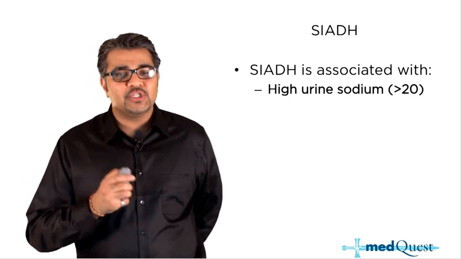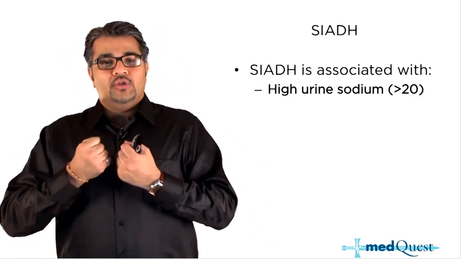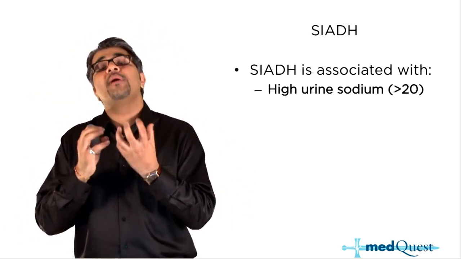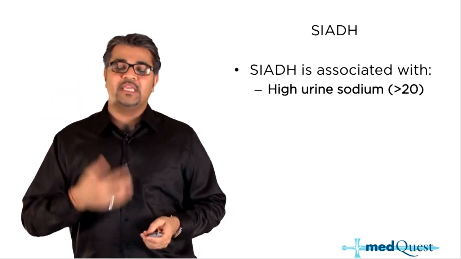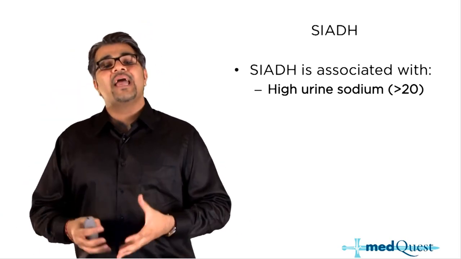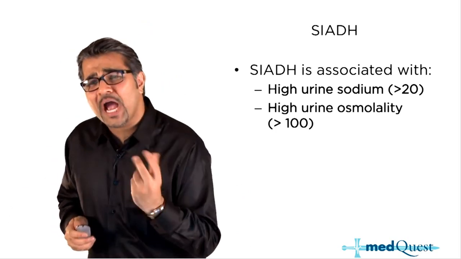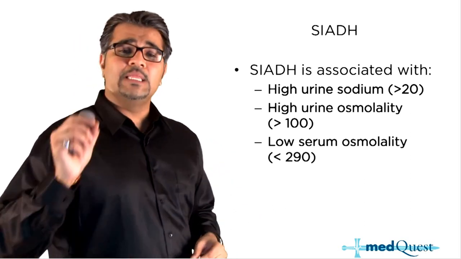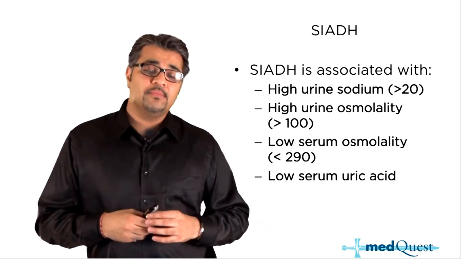Now, SIADH is associated with the high urine sodium. Why? Because I am not diuresing, and so I have to get rid of the sodium. And therefore, when you have too much antidiuretic hormone, I'm not losing water, and so I have to give up the sodium. Sodium is lost, and you have values greater than 20. You're also going to have a high urine osmolality, greater than 100, and a low serum osmolality, less than 290, and a low serum uric acid.